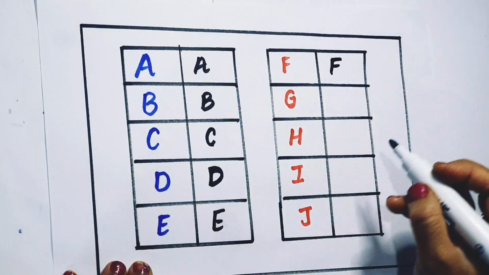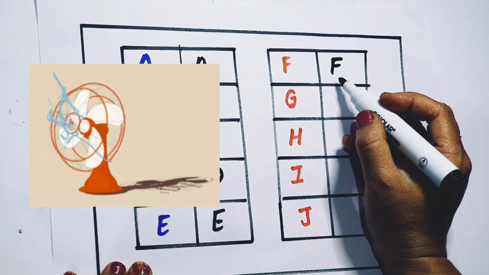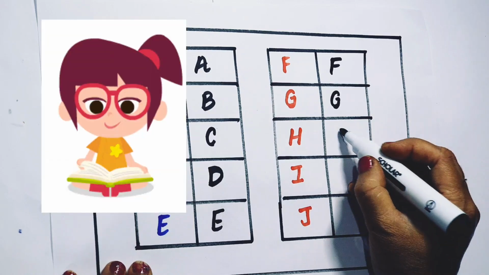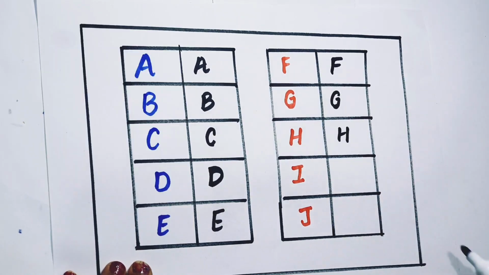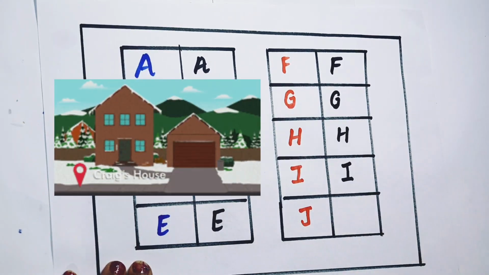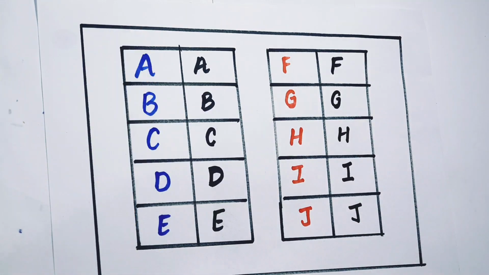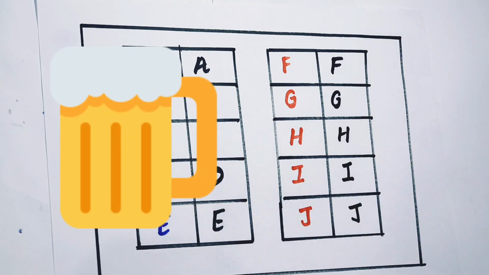F. F for fish. F for fan. G. G for girl. H. H for house. I for ice cream. J. J for jug.